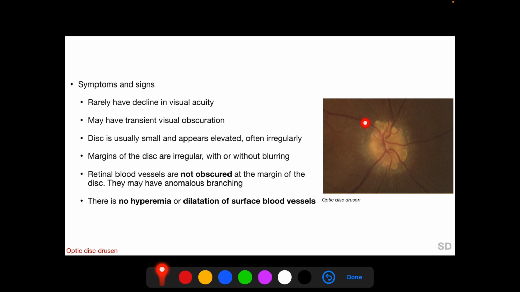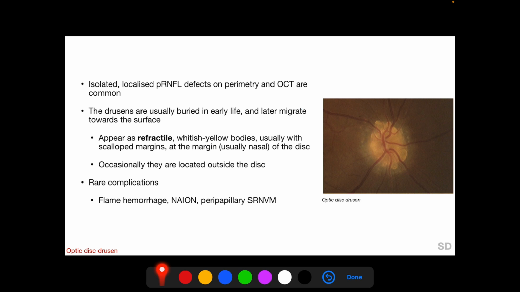So there is no obscuration of the retinal blood vessels at the margin of the disc, a very important differentiating feature from optic nerve head edema, as we have seen on the presentation on papilledema. The retinal blood vessels may also have anomalous branching, and there is no hyperemia or dilatation of surface blood vessels, which is also found in most situations with optic nerve head edema. Isolated localized retinal nerve fiber layer defects are found on perimetry and OCT.